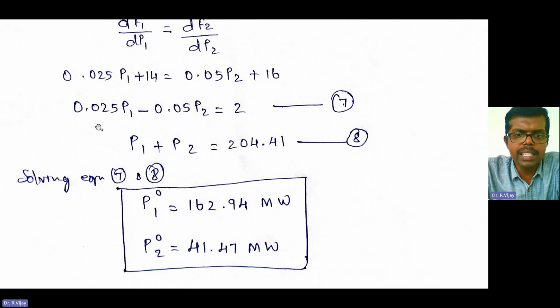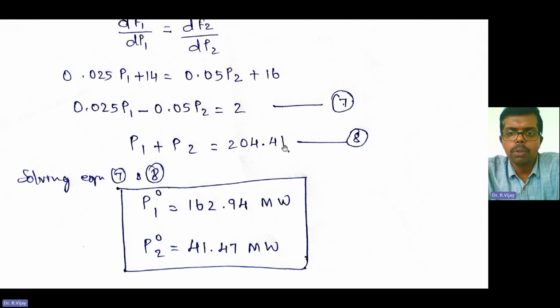You'll get an equation like this: 0.025 P1 minus 0.05 P2 is equal to 2. Take this as equation number 7. Previously we also have P1 plus P2 is equal to 204, that is PD. Generation is equal to demand. So PD is already given in the problem: P1 plus P2 is equal to 204.41 megawatt.